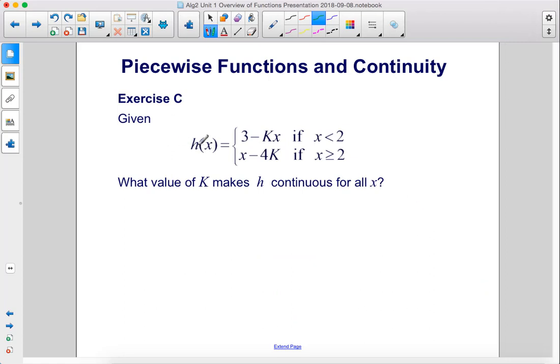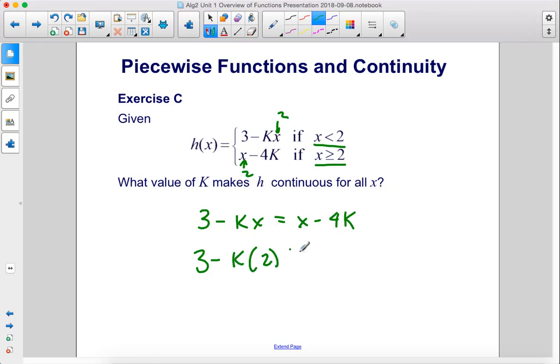Exercise C. Given the following rule, what value of k makes h continuous for all x? Alright, so the boundary is going to be at x equals 2. So we'll have 3 minus kx equal to x minus 4k. And then we're going to plug 2 into the two rules like that. So 3 minus k times 2 equals 2 minus 4k. That gives us 3 minus 2k equals 2 minus 4k.